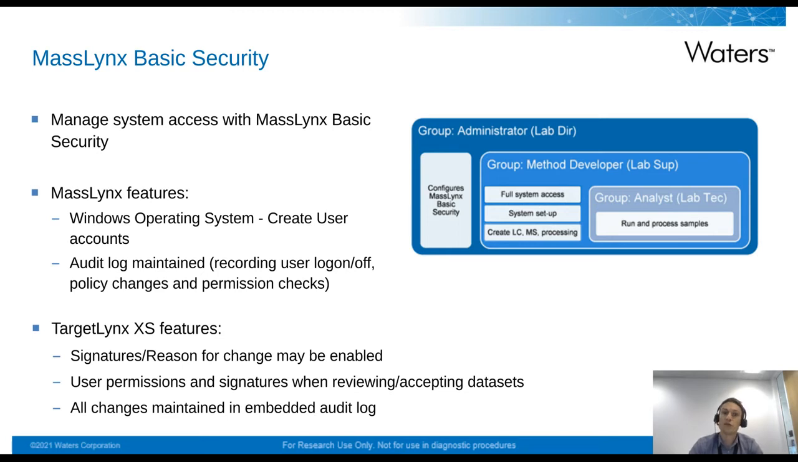MassLynx and TargetLynx also contain features to assist in the acquiring and approval process using MassLynx basic security. In this, user privileges can be set. For example, groups are created by an administrator, which is typically a lab director, to allow for different permissions such as full system access for method developers and just run and process samples for analysts. And using the Windows operating system, a user account is created and then assigned to a particular group depending on their training and job role.